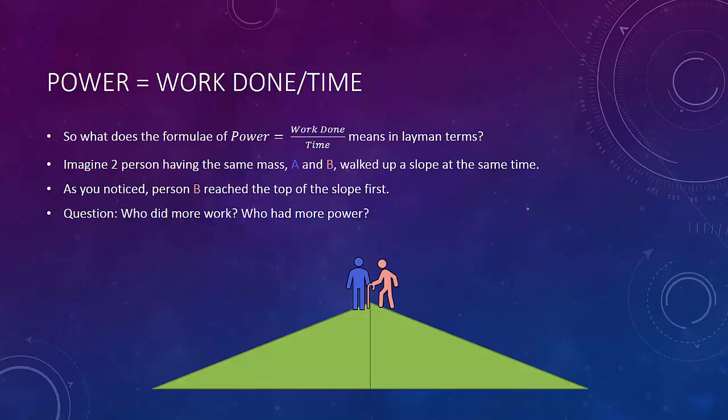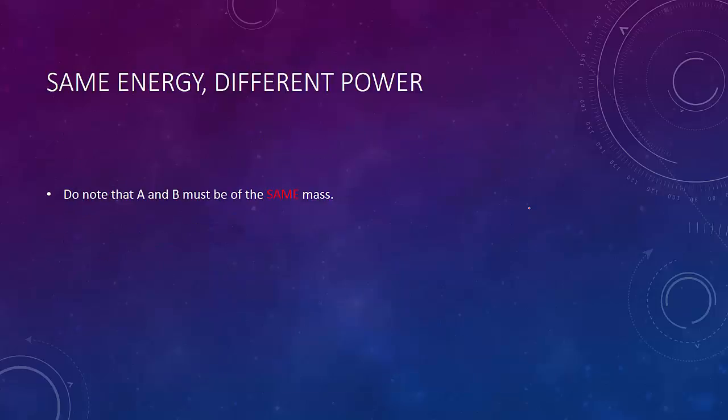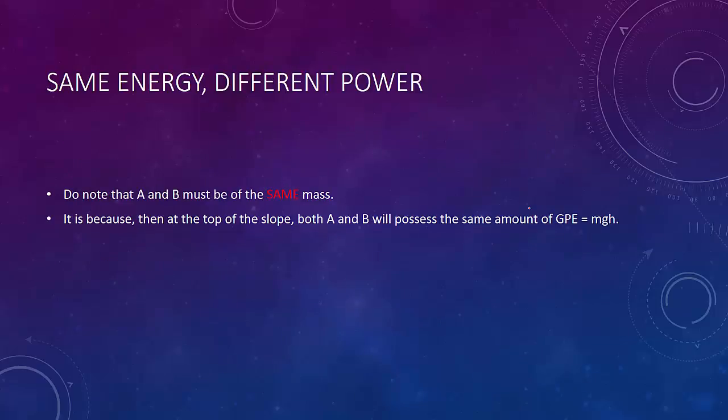Think about it. A and B actually had the same amount of work done. However, B actually has more power. Do note that A and B must be of the same mass. It is because at the top of the slope, both A and B would possess the same amount of gravitational potential energy, which is dependent on mgh. So the mass is the same and the height is the same. So therefore they must have the same gravitational potential energy.